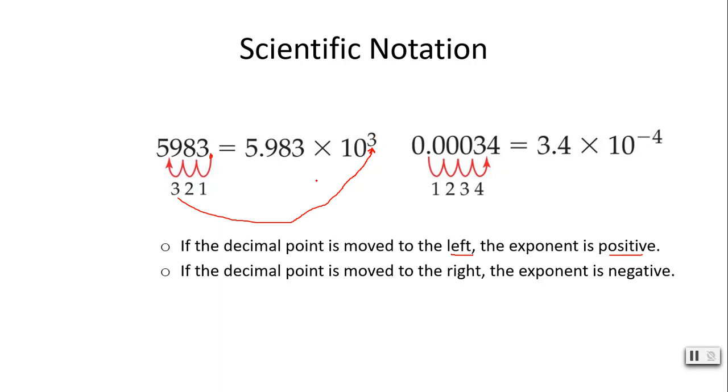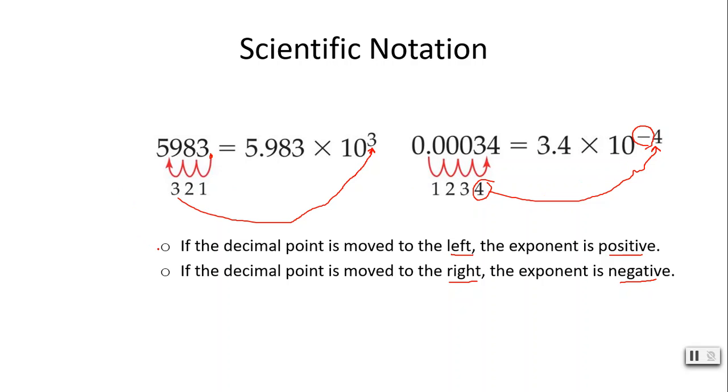If I had moved my decimal point to the right, which is what needed to be done with this second number, to write this number in scientific notation, I needed to move my decimal point 4 places. Since I moved it 4 places, my exponent is going to be 4. But I moved it 4 places to the right. And so anytime you move the decimal point to the right, when doing scientific notation, the exponent is negative. So that's why I have a negative associated with that exponent.